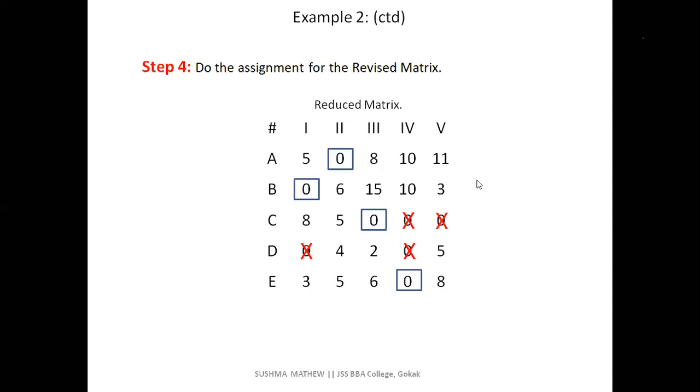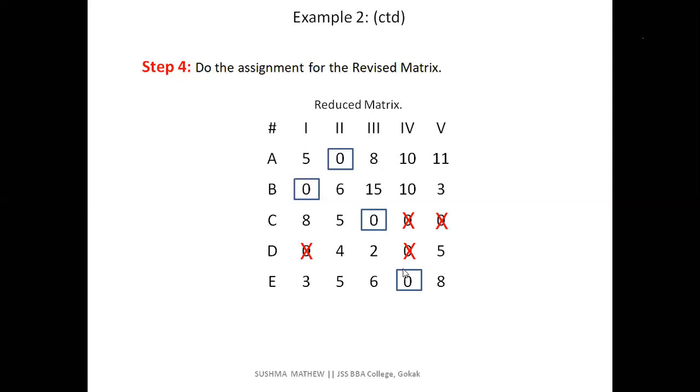That is the rule. Only one assignment should be made at a time. Clear? Now check for all the zeros. All the zeros have been assigned. Now count the number of assignments: 1, 2, 3, and 4. There are only 4 assignments.